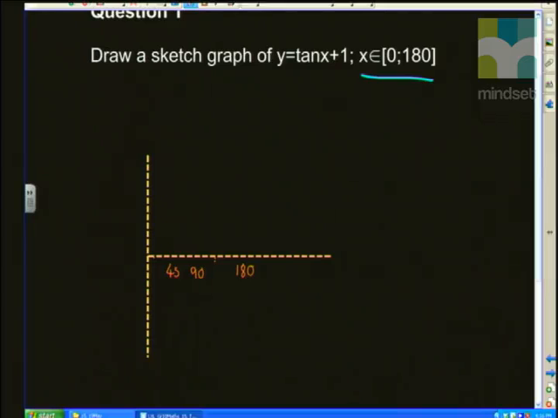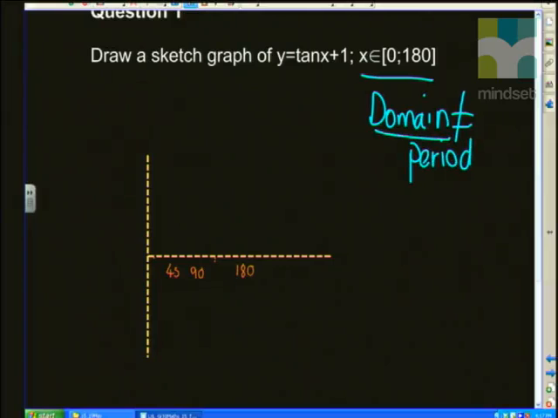Please do not confuse this. Domain is not the same as period. Remember the domain is just the range over which you're sketching the graph. So it's the set of x values for which you're sketching the graph. The period is how long it takes to make that specific graph or that specific trig function.